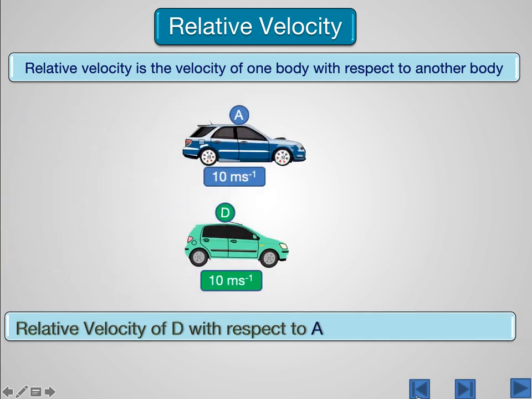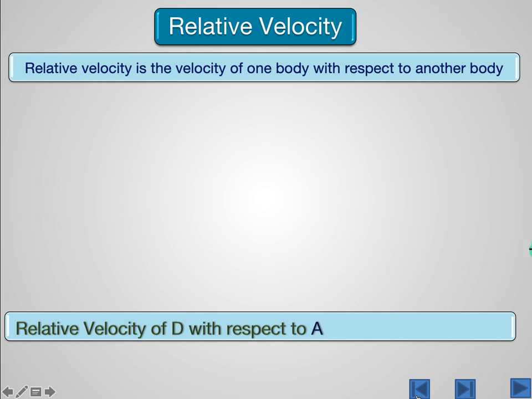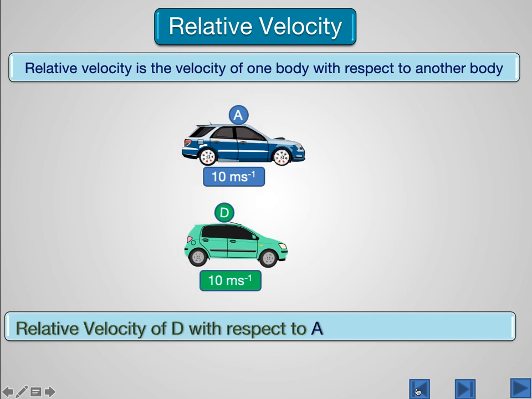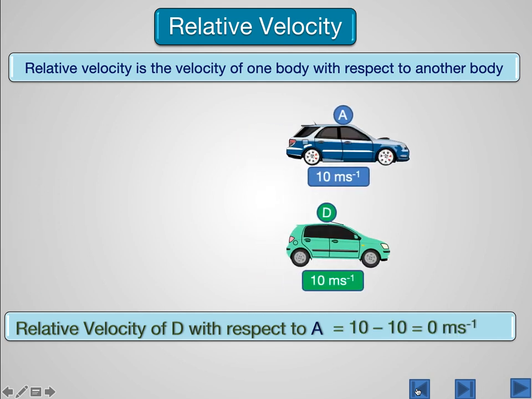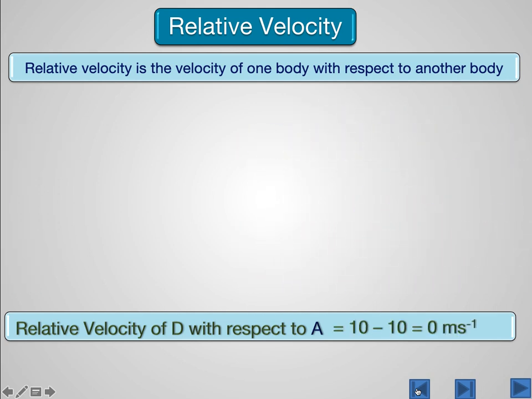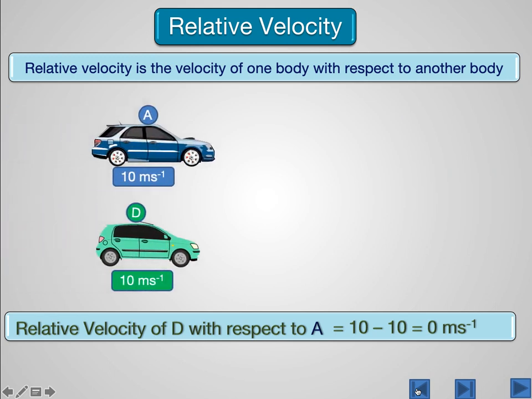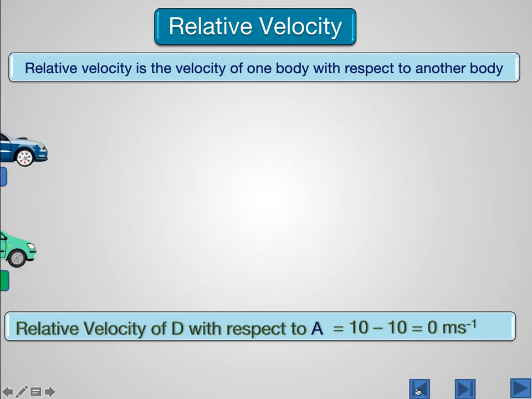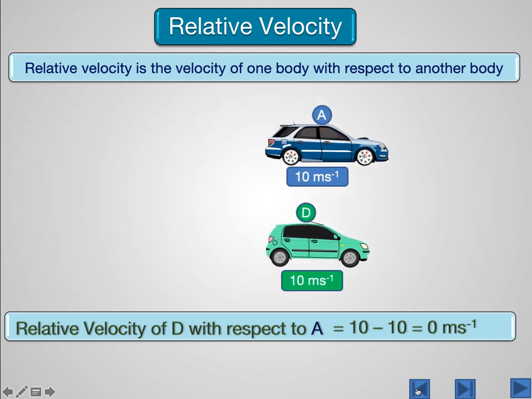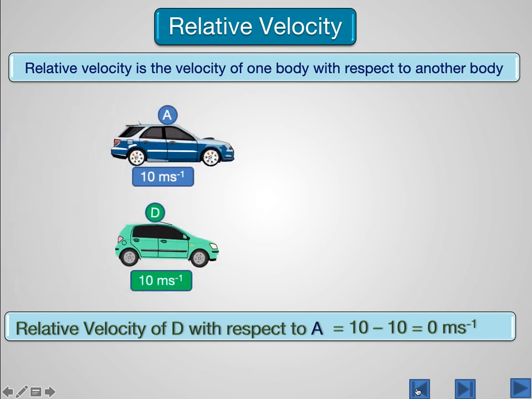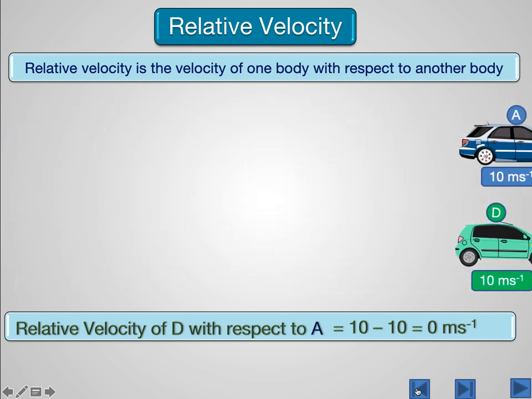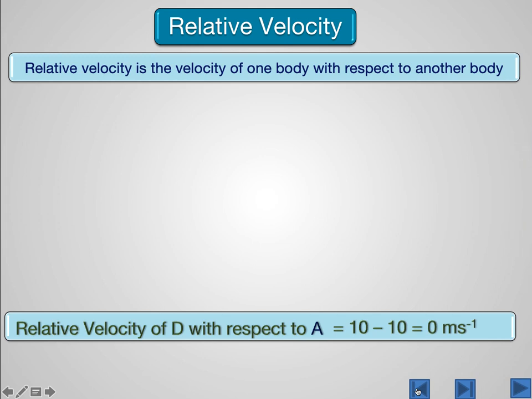Two cars going at the same velocity in the same direction. Both have the same velocity and they are moving in the same direction. If you are sitting inside A, how fast will you feel the other car is moving? The velocity of car D minus the velocity of car A, you get 0. Means if you are looking from car A to car D, you will feel like the car D is not moving because both of you are moving at the same velocity in the same direction. So this is the concept of relative velocity.